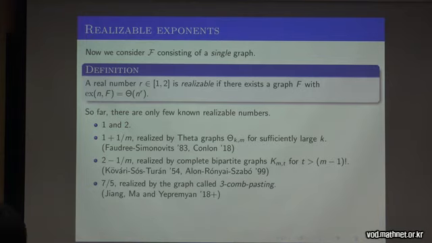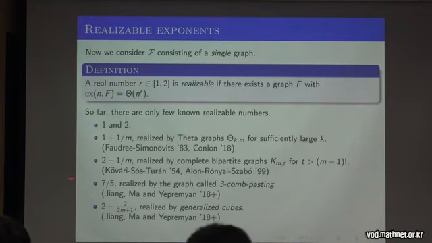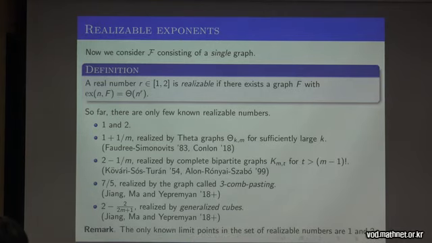And very recently, Jiang, Ma, Yepremyan found another realizable number, 7 over 5, realized by a graph called 3-comb pasting. And they also obtained infinitely many realizable numbers of the form 2 minus 2 over 2n plus 1, realized by so-called generalized cubes. Actually, in his survey paper, Simonovits conjectured that the set of realizable numbers is dense in the interval between 1 and 2, which is somewhat weaker than the original Erdős and Simonovits conjecture. However, from these examples, the only known limit points in the set of realizable numbers are 1 and 2.